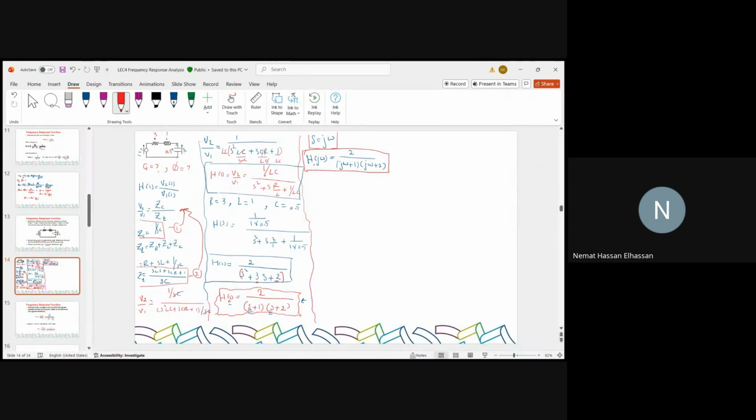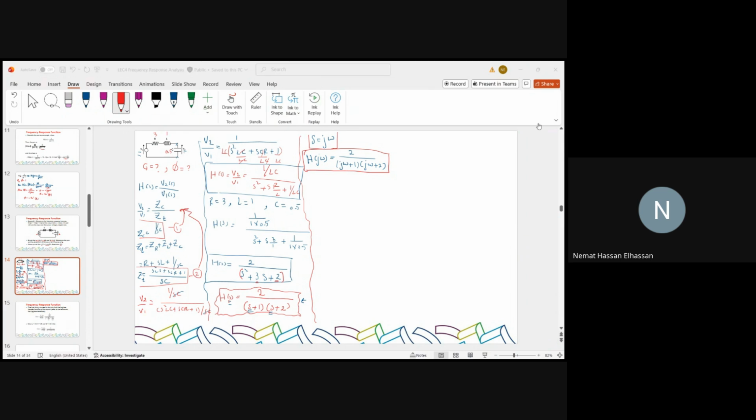So up till this point, are we clear with the frequency response? Any questions so far? Okay.